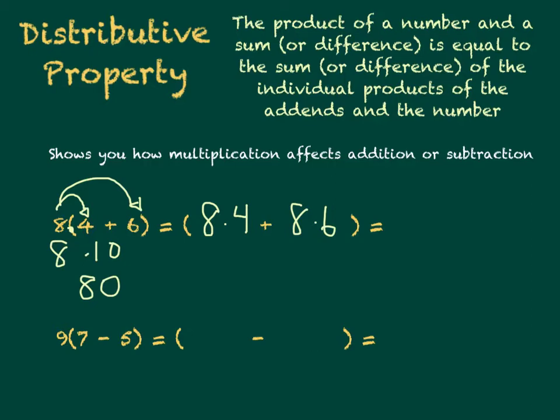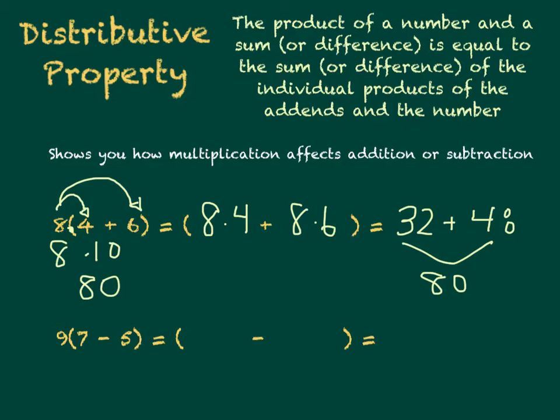So 8 times 4 I know to be 32. I'm going to add that to 8 times 6, which is 48. And if I add those together, my answer would be 80. So notice I get the same answer, which is important. We know that those are equal, solving it by order of operations or using the distributive property. Again, the reason that we need to know this distributive property is for its applications to algebra and the things that it allows us to do when we're solving some equations and things in algebra.